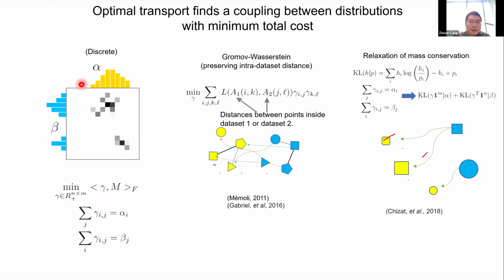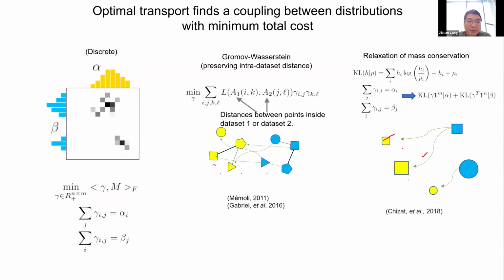And basically, we require 3 pre-given things. One is the two distributions, alpha and beta, and one is the cost matrix M. So we can understand this as alpha and beta are two distributions embedded in the same space, so that you can compare every pair of locations.